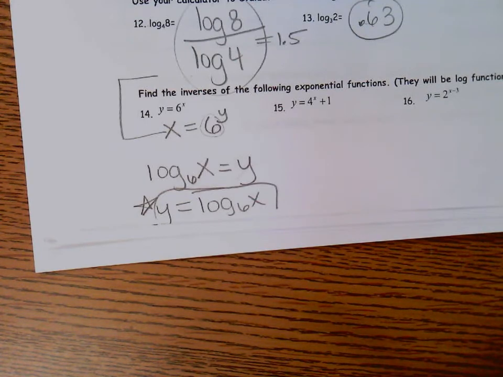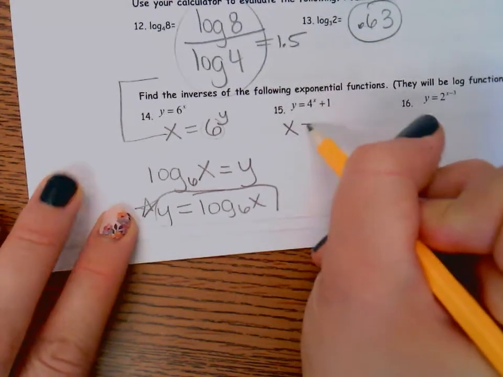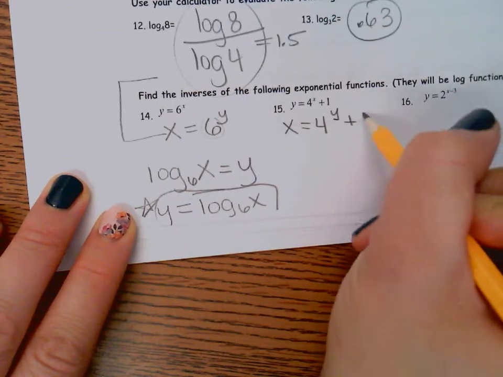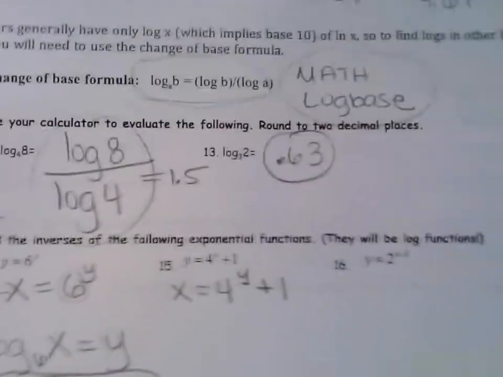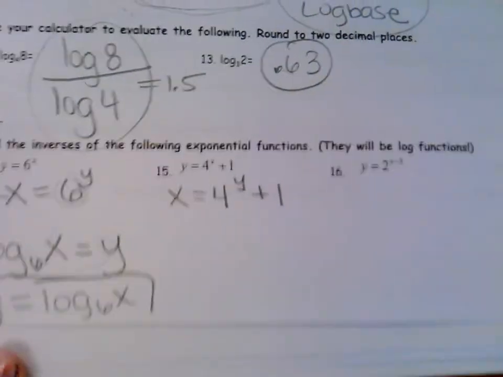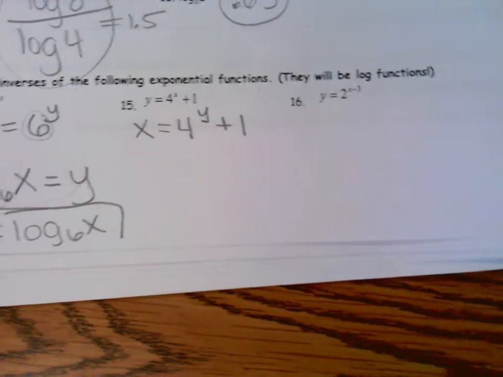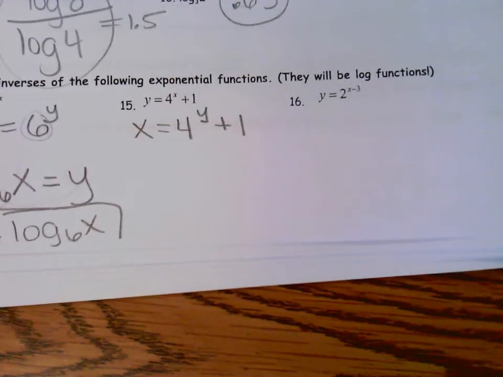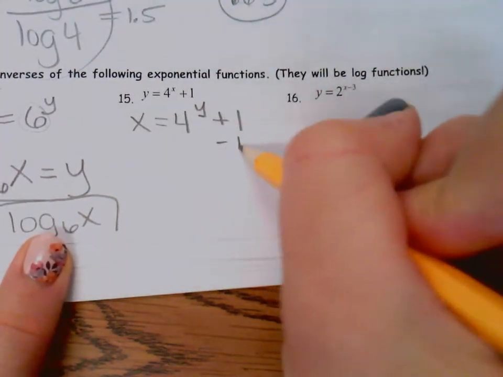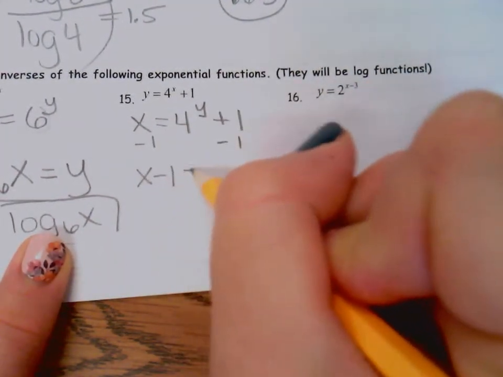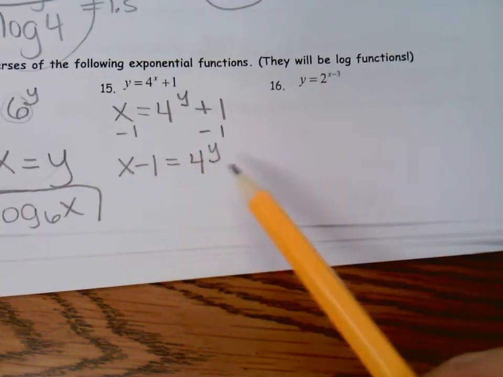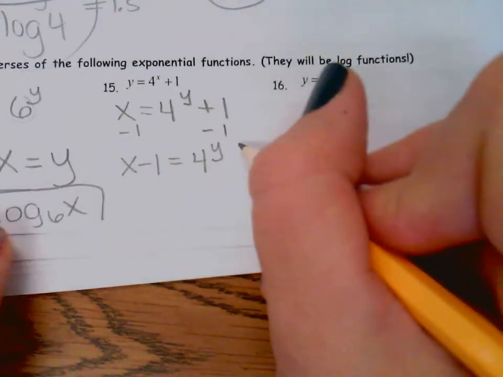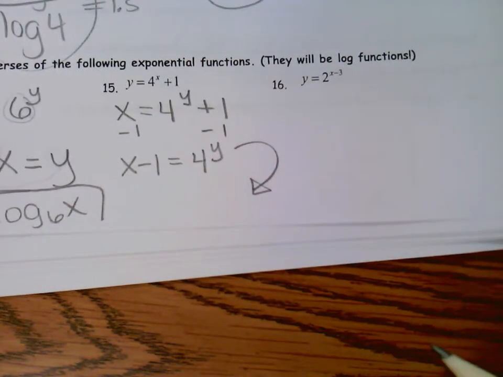So we're going to do the same thing on 15. Switch x and y. Don't switch anything else. So you're going to rewrite it as x equals 4 to the y plus 1. And I can't switch into log form yet because this plus 1 is sitting here. So my first step is going to be subtract 1 to the other side. So x minus 1 is equal to 4 to the y power. Now I can switch this into log form.